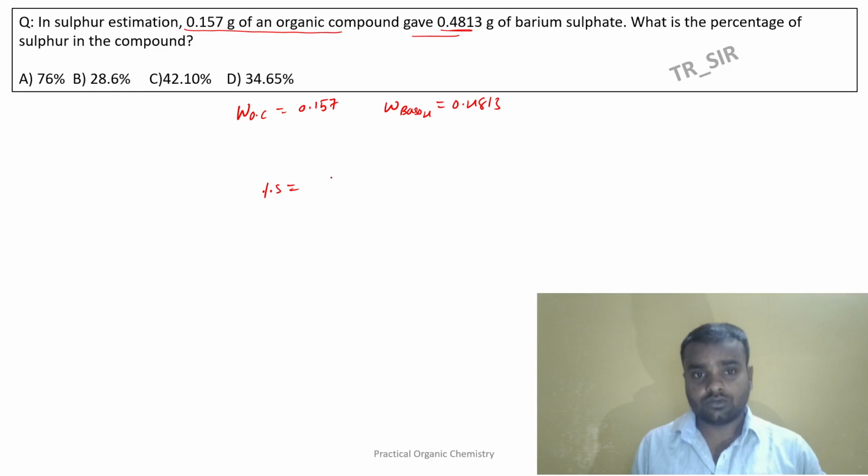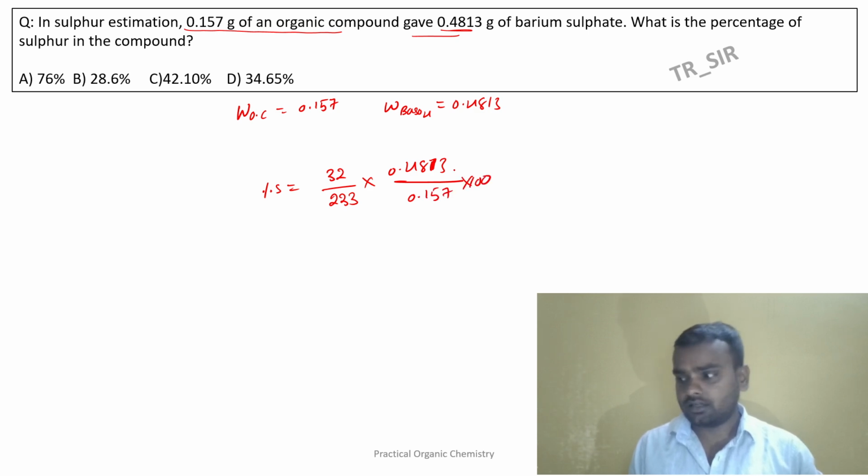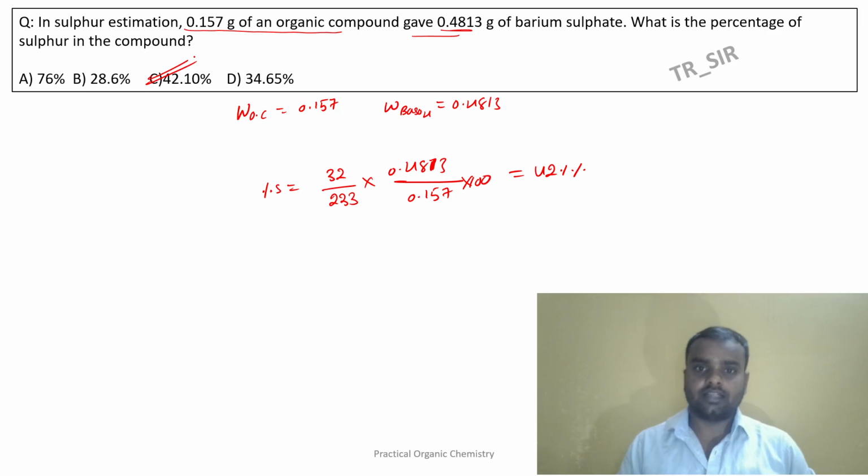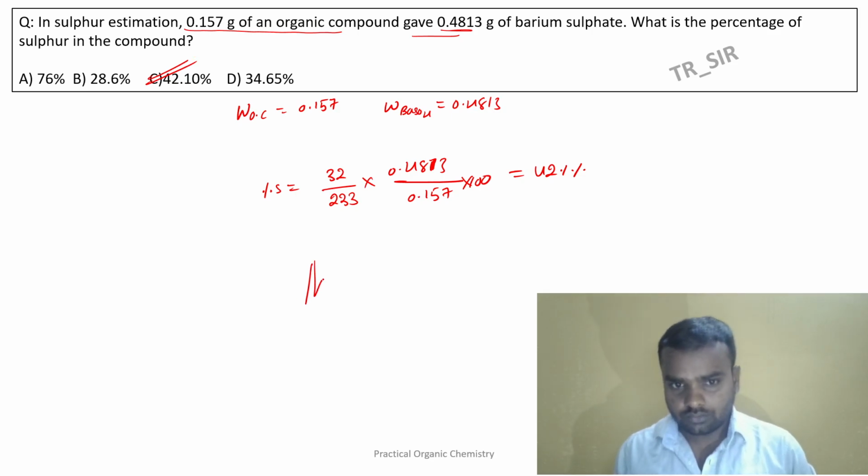The percentage of sulfur is equal to how much? 32, the weight of sulfur, by the molar mass, which will be 233, into the weight of BaSO4, 0.4813, divided by 0.157 into 100. So after solving, how much are we getting? We get the answer 42.1 percent. That will be option C, the right answer. So this is how we have to solve, guys.